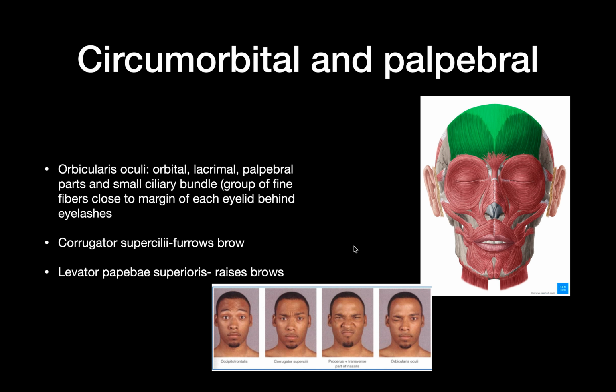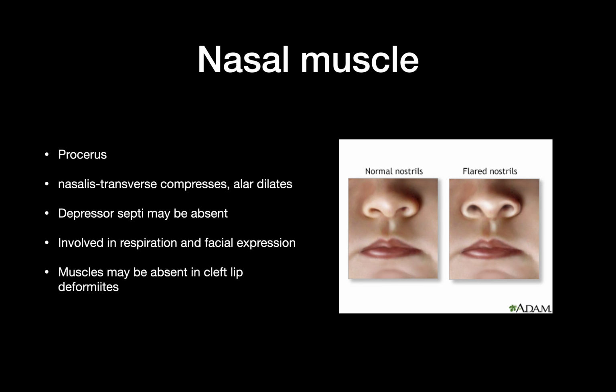Some people have a very well-defined levator palpebrae or occipitofrontalis in one area and not the other. So that's why some people are able to raise their right eyebrow but not their left, and vice versa. And then some people aren't able to raise one eyebrow at all.